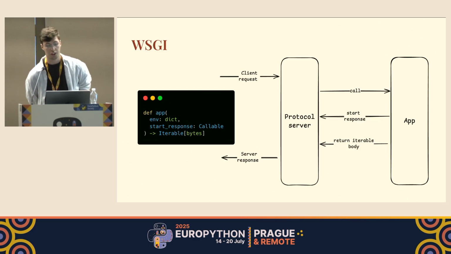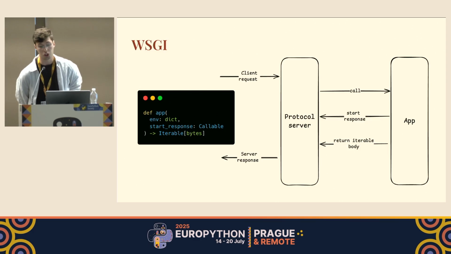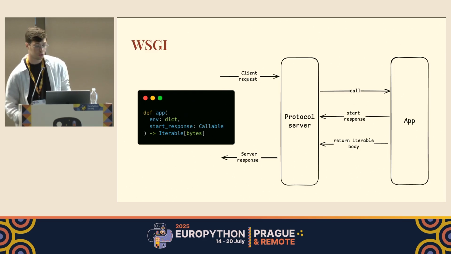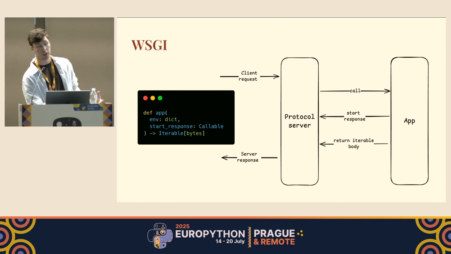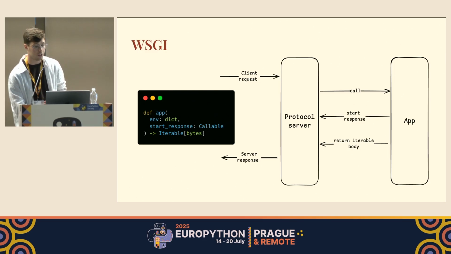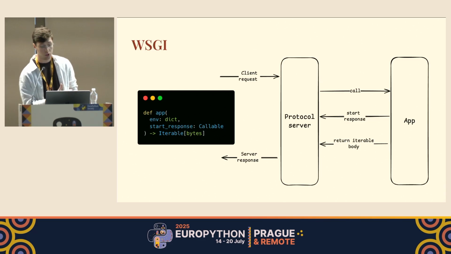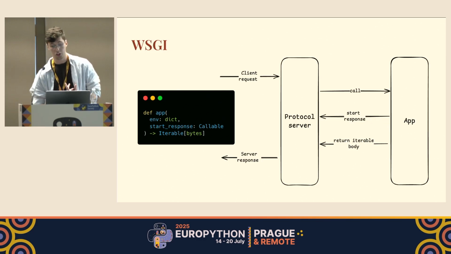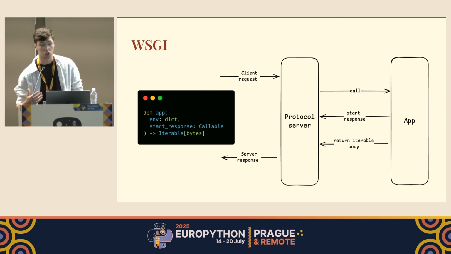As well, it provides one callable, start_response, which our application can use to call back the protocol server with a status code of the handling and the headers. And then our application basically returns an iterable of bytes, which represents the body of the response, which our protocol server can iterate over and send the response back.